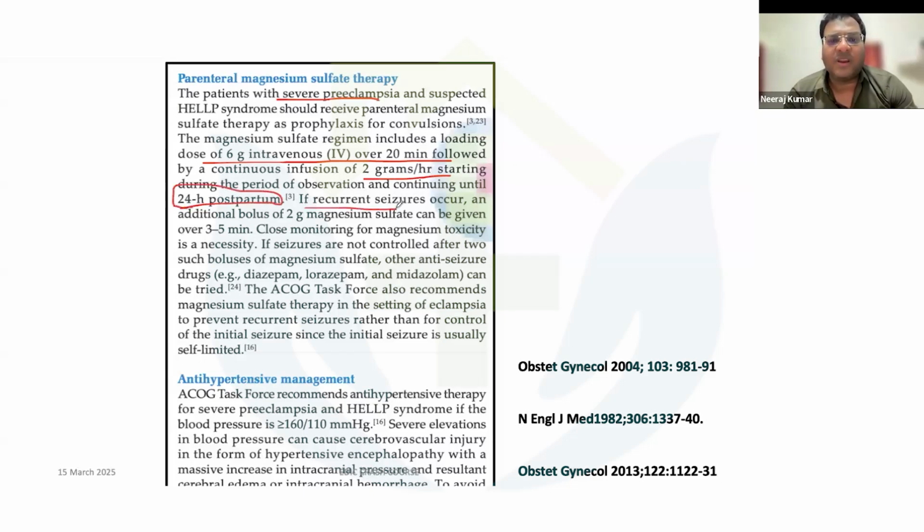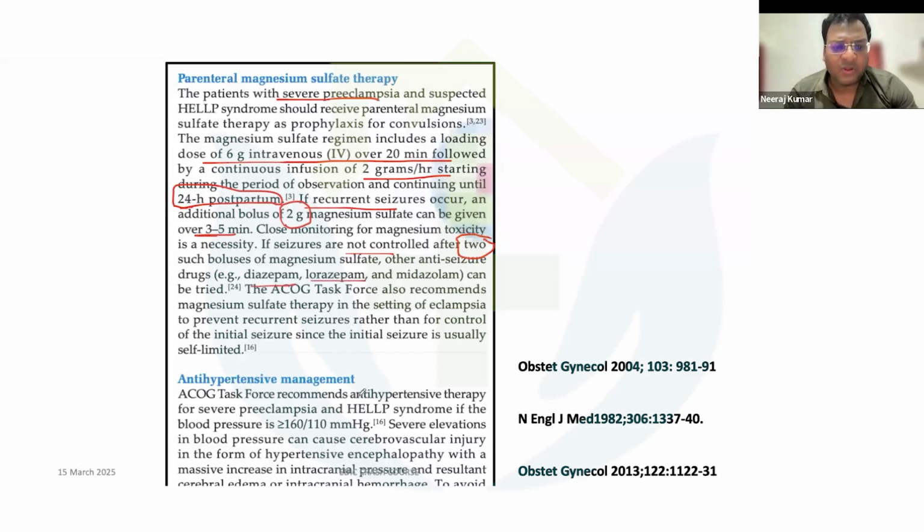And if the patient has a recurrent seizure, you can give additional doses of 2 gram over 3 to 5 minutes. And third, if the seizure is not controlled after 2 doses of magnesium sulfate, you have to add an anti-seizure drug like diazepam, lorazepam, and midazolam.